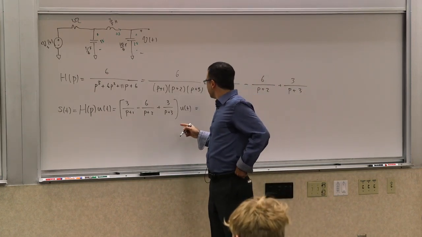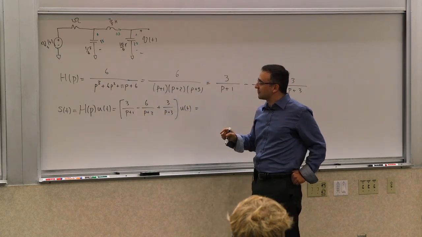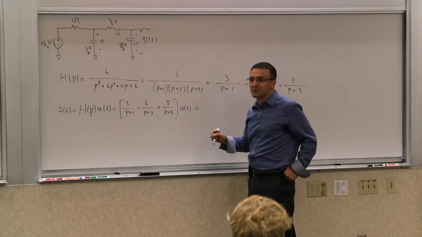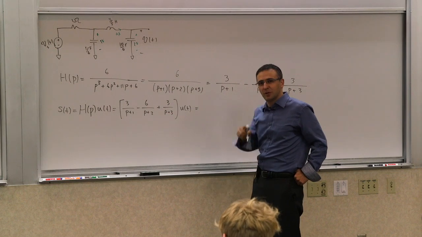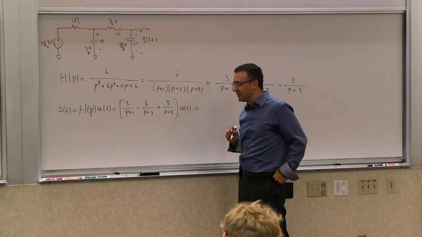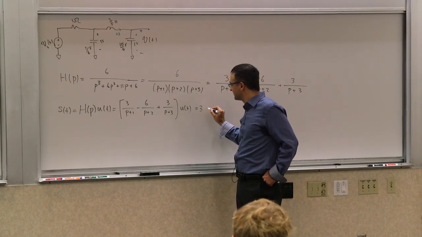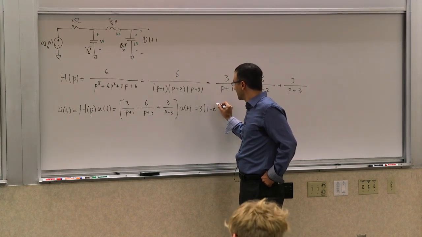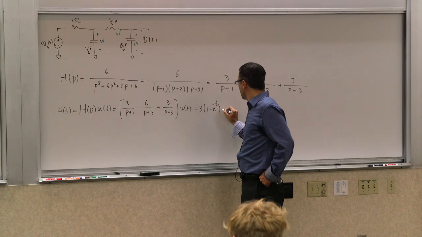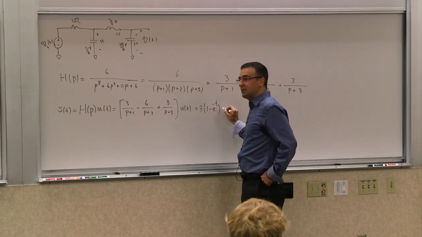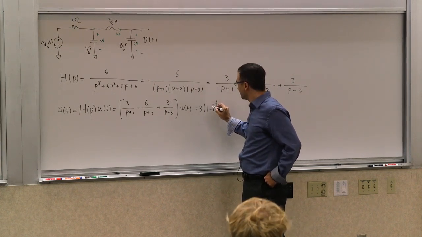Okay, so here's the thing. What's the response to the first one? Do you want to go to the next person? Yeah. 3 times 1 minus e to the negative t. Exactly. Minus 6. Do you want to keep the u of t here, or do you want to just put the u of t at the end?